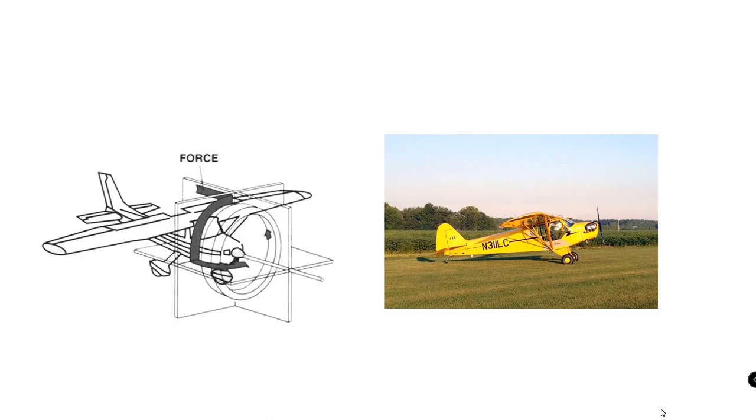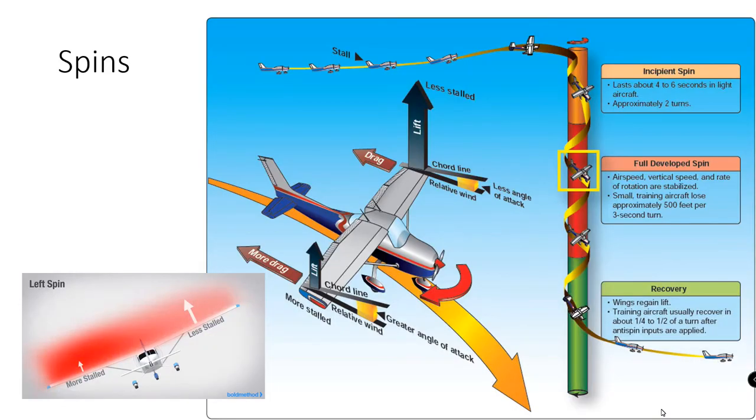All right, and lastly, spins. Yay, we are at the end. So there are different stages in the spin. When a spin happens, there really isn't a moment where you think, now I'm in the incipient stage of the spin. Oh, now I'm getting in the development portion of the spin. Now I'm in the fully developed portion. Okay, now I'm going to go into the recovery. It just happens.